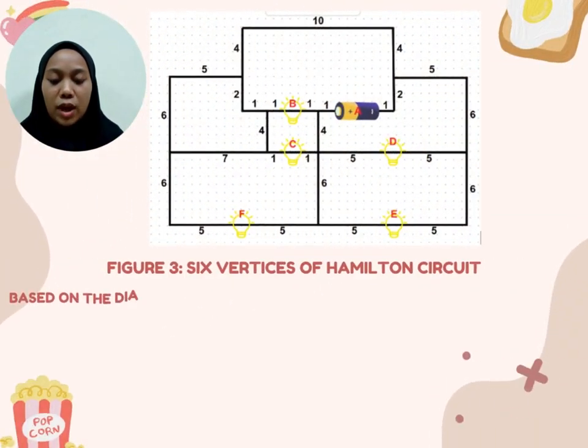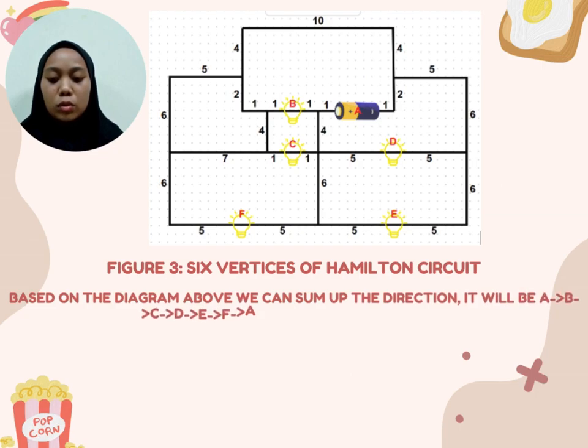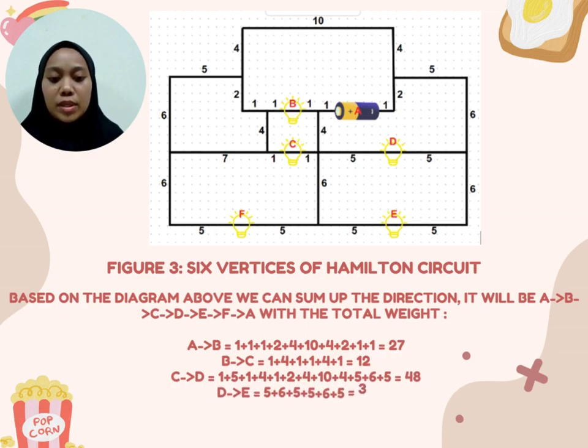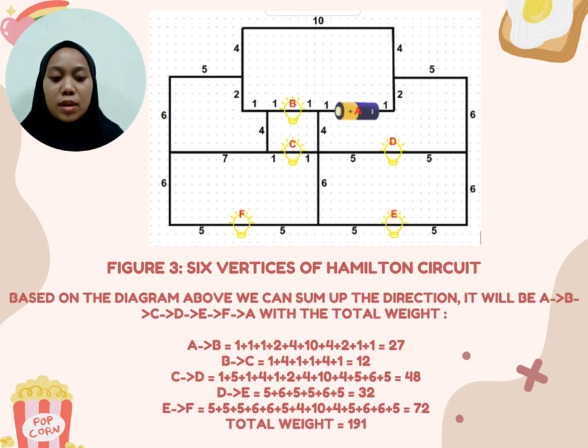For figure 3, we have a 6 vertex Hamilton circuit, and we need to calculate the weight 2 times at each vertex, same as figure 2. So based on the diagram above, we can sum up the direction. It will start with vertex A, B, C, D, E, F, and end with vertex A with the total weight. So for the calculations, vertex A to B is 1 plus 1 plus 1 plus 2 plus 4 plus 10 plus 4 plus 2 plus 1 plus 1. So the total is 27.